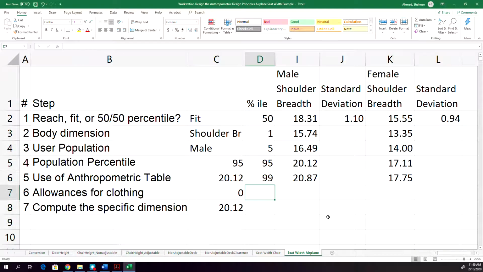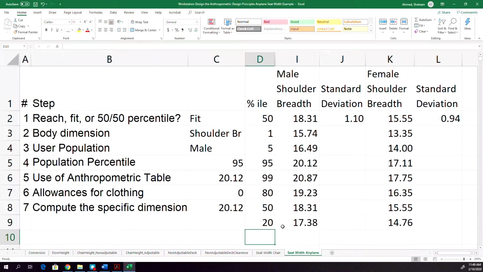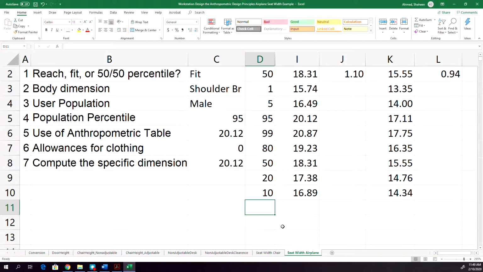Now, if you try to calculate, let's say the 80th percentile, I'm just trying to see, with 16 inches of seat width, who is it designed for? So let's say 50th percentile, female still have about that, male. And then let's say 20th percentile. It's not even for 20th percentile. How about 10th percentile, 5th percentile? Not even that, 16.1.